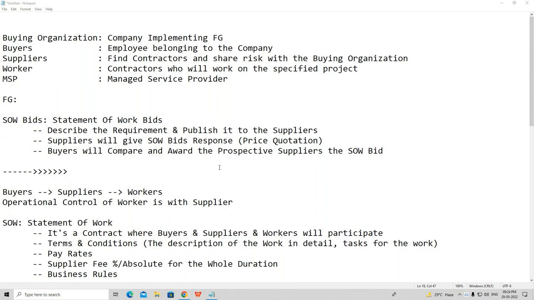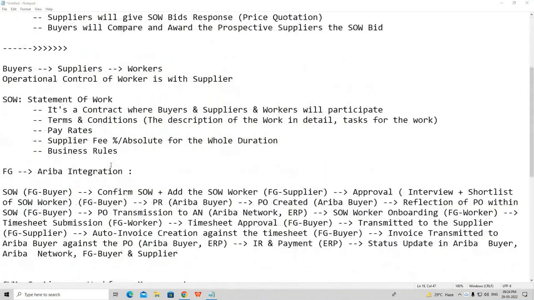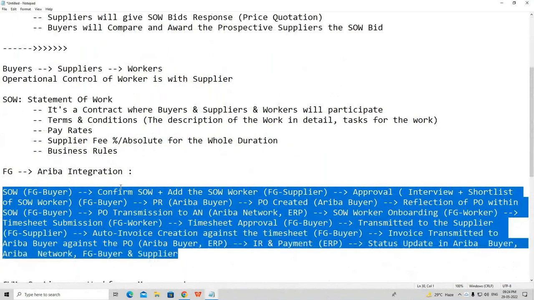Why? Because if you look at the integration point, here we are integrating the Ariba buying and invoicing with that of Fieldglass. In yesterday's session also I said so. Upstream is not coming into the picture over here. Upstream is not at all coming into the picture. This is what you are saying. Exactly. Not at all.